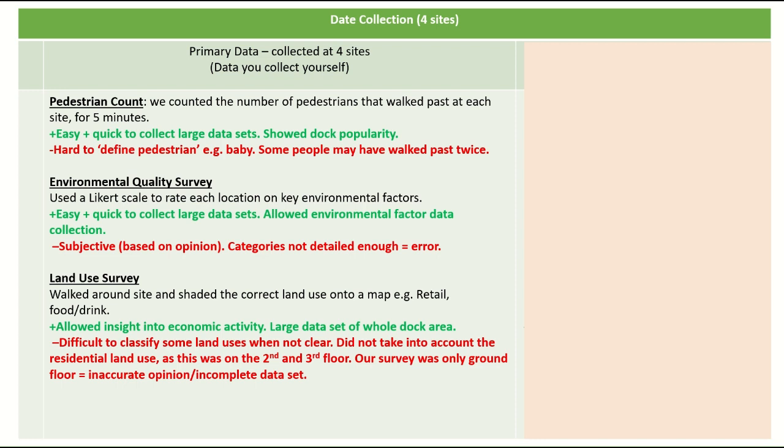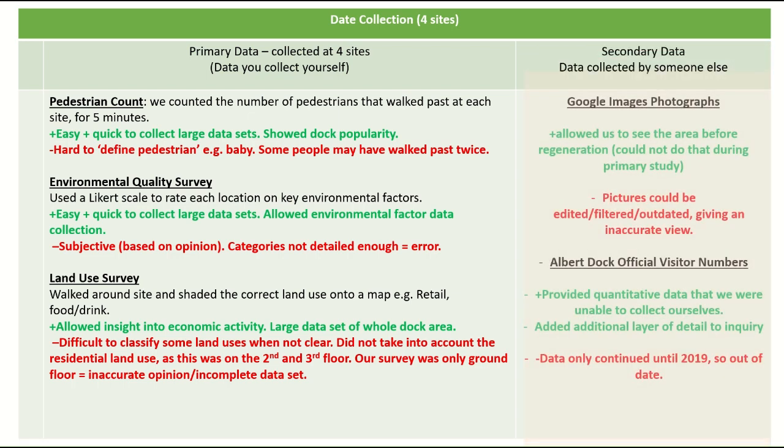around the Albert Dock and we shaded in the different things we could see, like the retail, like the shops, like the restaurants, etc. It allowed us insight into economic activity and a large data set of the whole dock area. It's a bit more representative of the docks, but the survey was only on the ground floor. So we had a fairly incomplete data set, as the docks do actually have a second, third, and fourth floor as well. So we only actually covered a quarter of the dock area. So was it that representative? Really? Probably not.